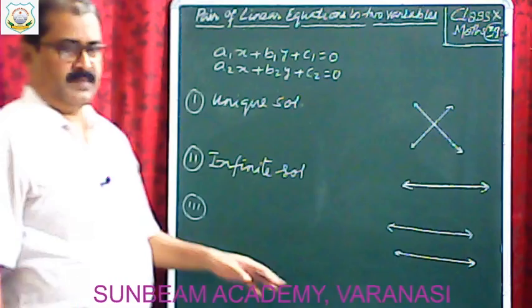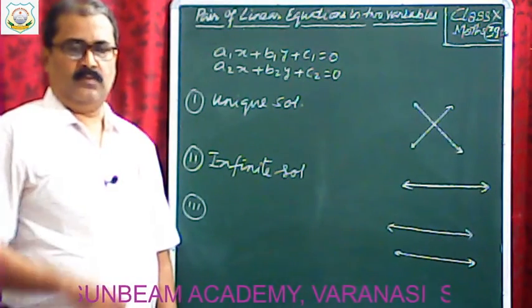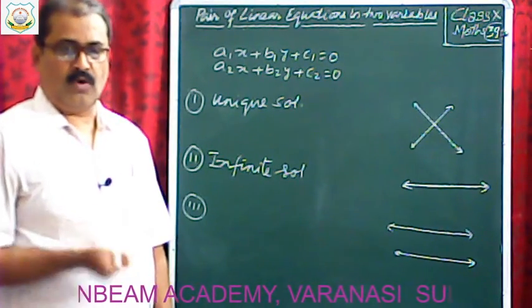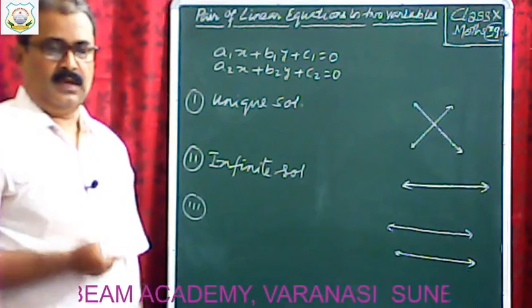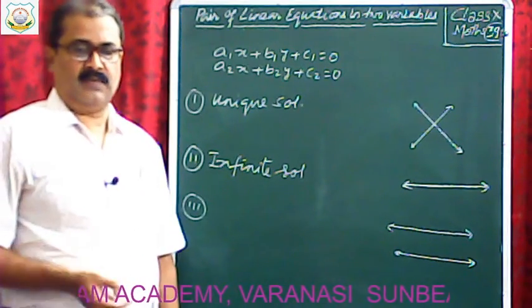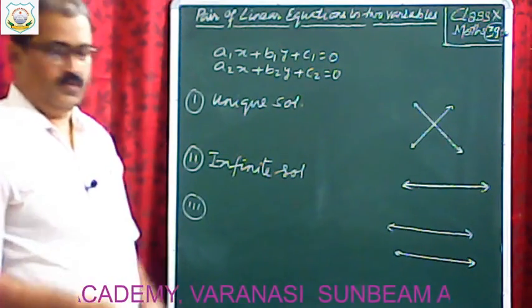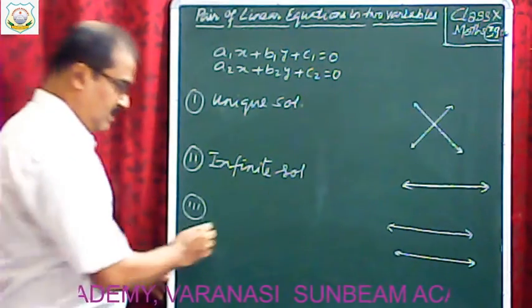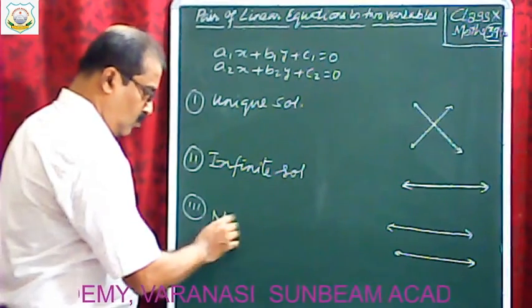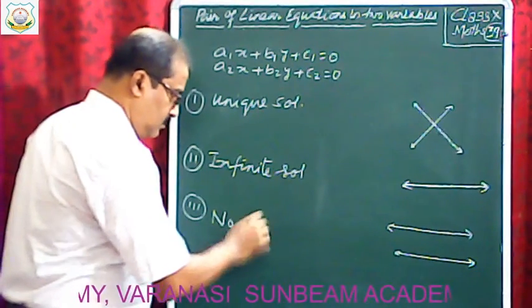And if both the lines are parallel to each other, it means we cannot get a common point or common coordinate of the lines of the equations. That's why it is the case of no solution. We cannot get any solution of the given equations, known as no solution.